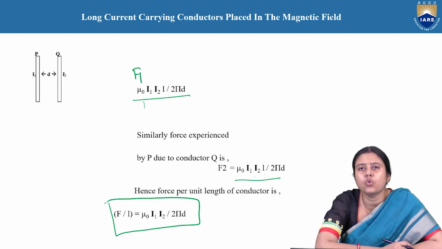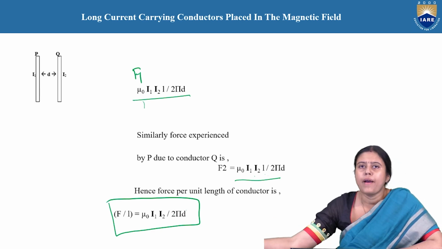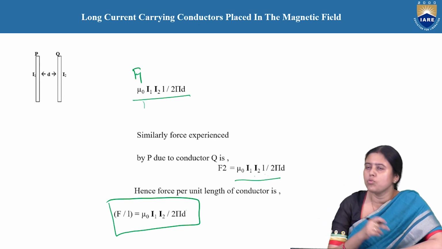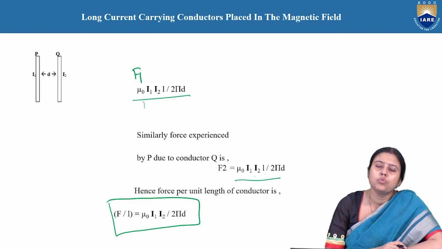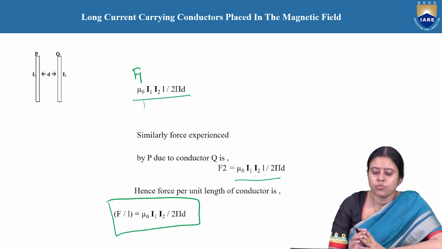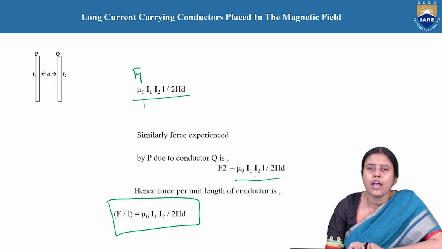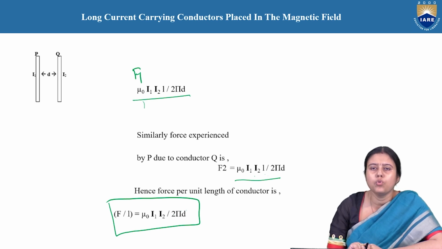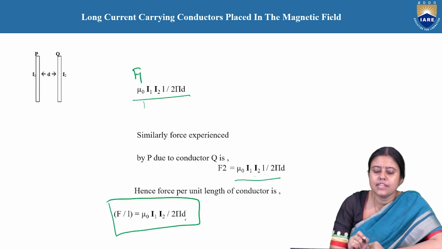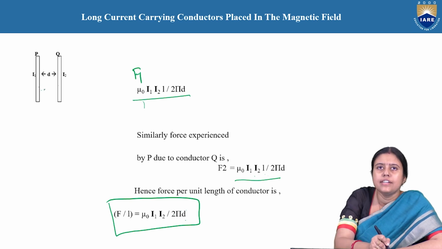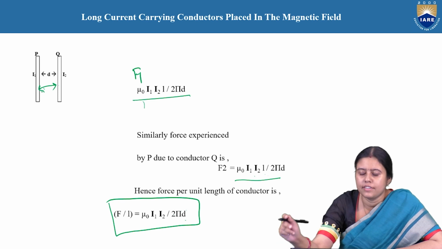If there are two current carrying conductors parallel to each other, situated in any place, we can write F by L is equal to mu naught I1 I2 by 2 pi d. What is d? d is nothing but the distance between the two current carrying conductors.